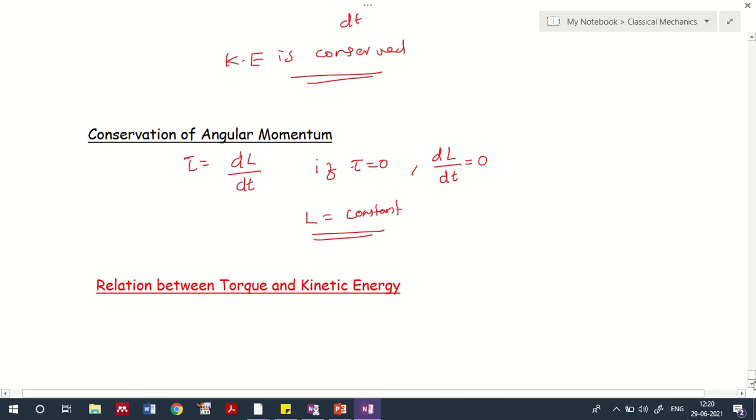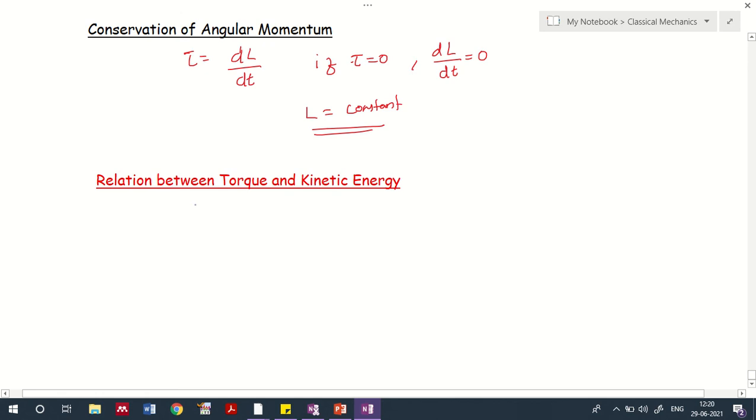In order to find a relation between torque and kinetic energy, we already know that the torque tau is equal to I omega dot plus omega cross L. Let me keep this as equation number 1, and then I multiply equation number 1 with omega.